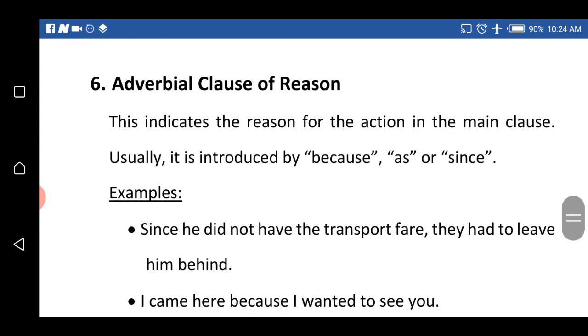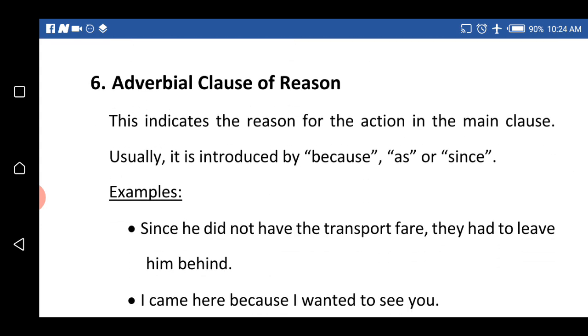Number 6 now. Adverbial clause of reason. This indicates the reason for the action in the main clause. Usually, it is introduced by because, as, or since.